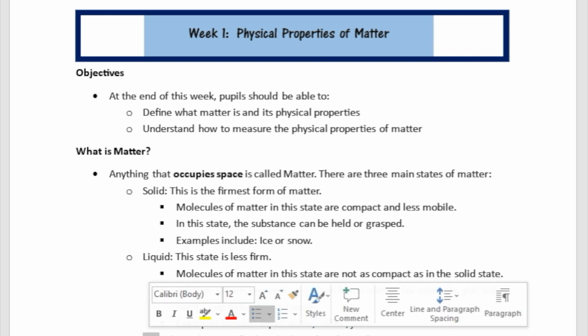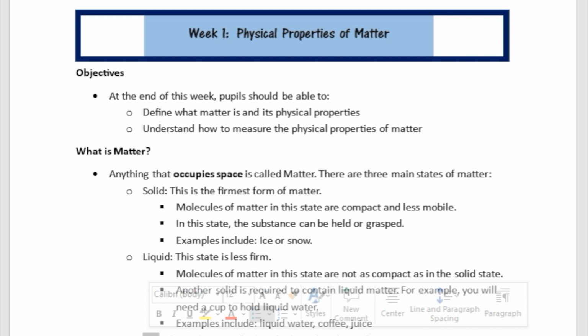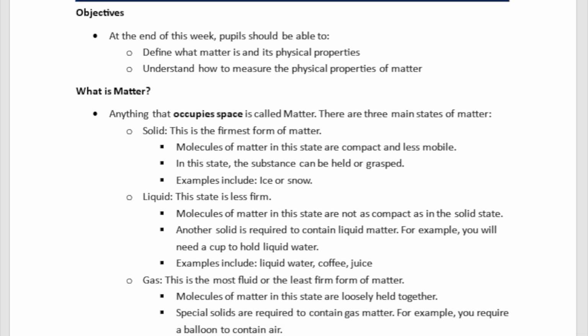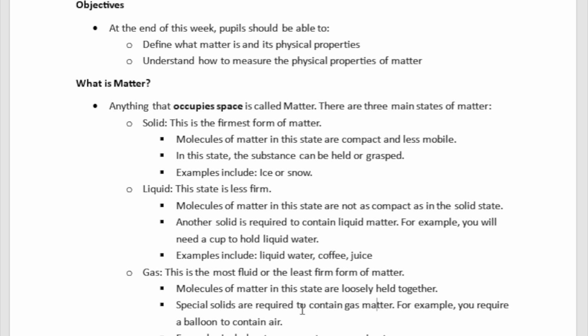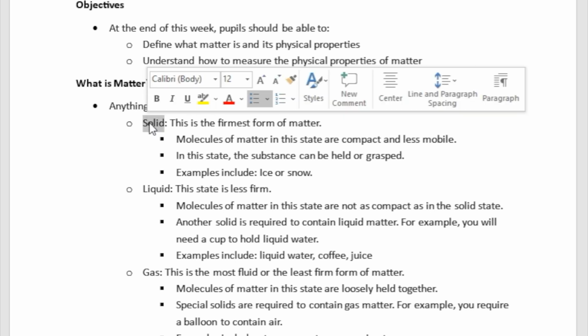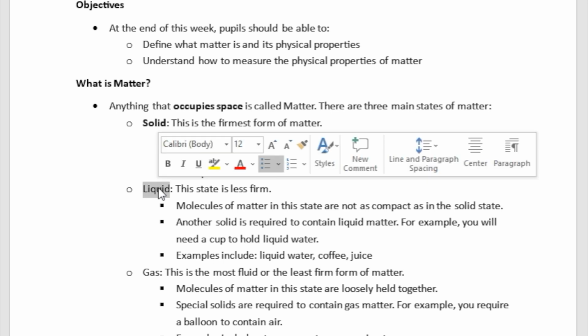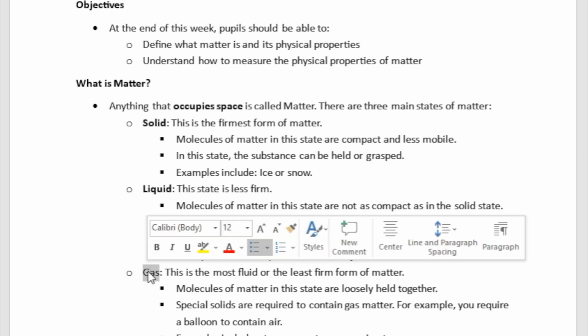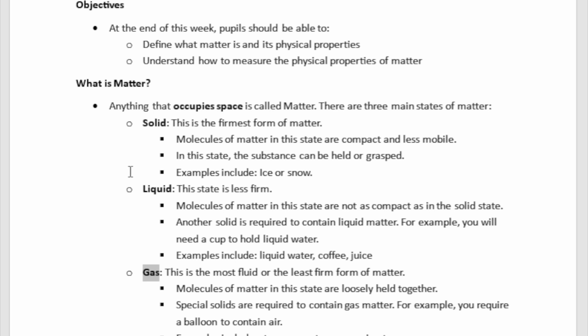What about gas? Well, gas is going to be another form of matter as well, and this is the most fluid or the least firm form of matter. Okay, molecules of matter in this state are loosely held together, like the air in your balloon, like the steam or the water vapor coming out of your kettle. Well, that's going to be matter as well. So three states of matter, don't forget it: solid, liquid, and gas. All right, can you repeat along with me? There are three states of matter: solid, liquid, and gas or gaseous states of matter.